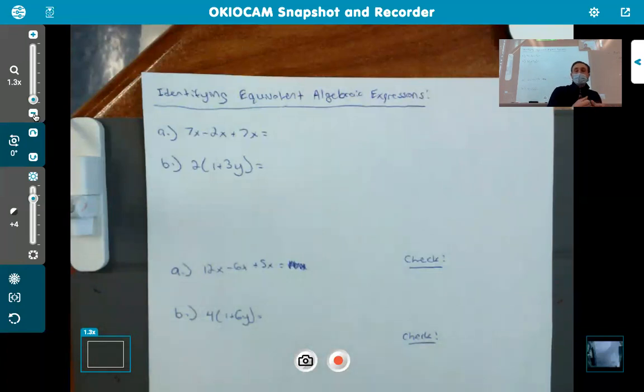So take a second if you need to, jot down part A and B here. And we'll just take it one step at a time. Part A, I have 7x minus 2x plus 7x, okay? Well, if I'm adding those terms together, I'm combining those like terms. Think about what you did at the end of last week. What would my answer be here? If I have 7x minus 2x, what does that give me? Remember that the variable just kind of tags along, and you just have to do 7 minus 2, which is what?